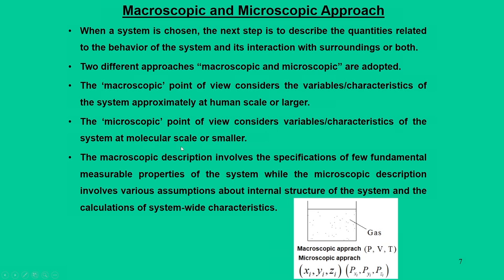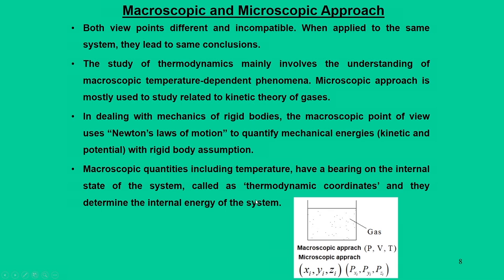descriptions. We have a macroscopic description, which means that we need to specify some measurable properties of the system, with an assumption about the internal structure of the system and the calculations of system characteristics. Another significance of this macroscopic approach is that it assumes Newton's laws of motion, the fundamental laws of motion. Newton's laws of motion talk about force and acceleration, and they also tell us the mechanical energy available for a system, in the form of kinetic and potential energy. So, with this we have some energies that are taken care of in the macroscopic approach.